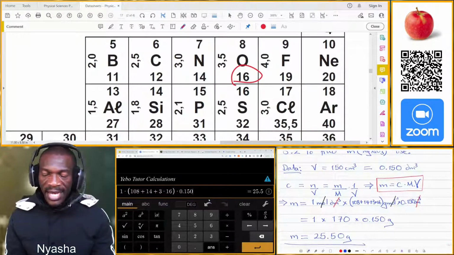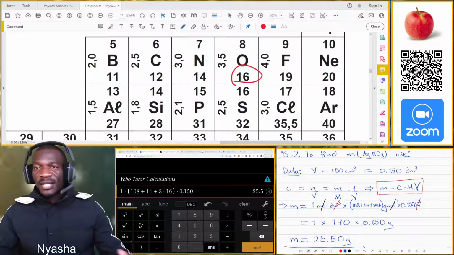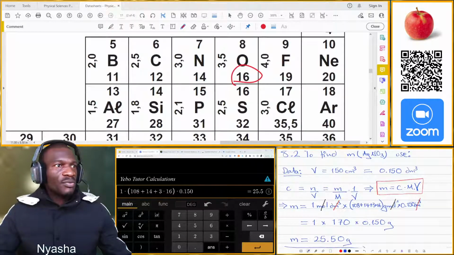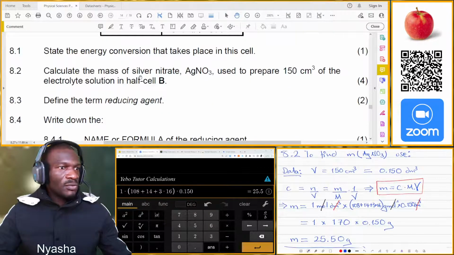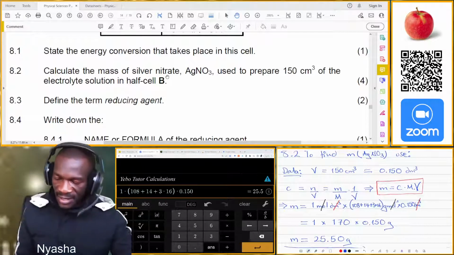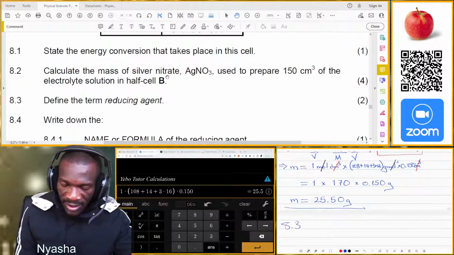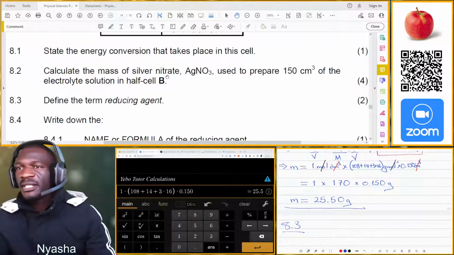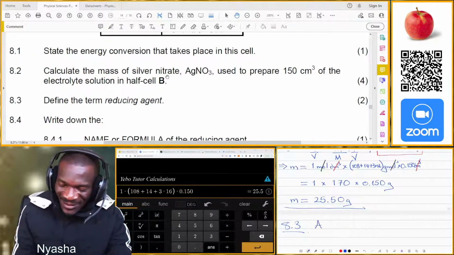Right, so we are done with question 8.2. Any questions on question 8.2? Okay, so we are done for time. Let's just try to rush a bit so that we can maybe get another question on board, 8.3, and then we can move to 8.4. Okay, so we can finish that next week, but let's see what 8.3 has in store for us. Question 8.3 states the following: define the term reducing agent. I think we can actually do 8.4 because this is just a definition.